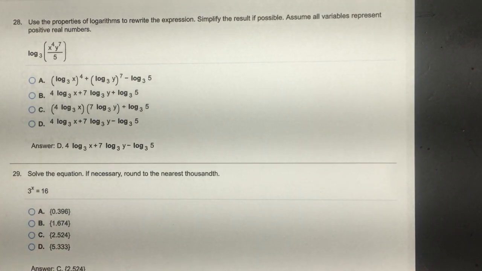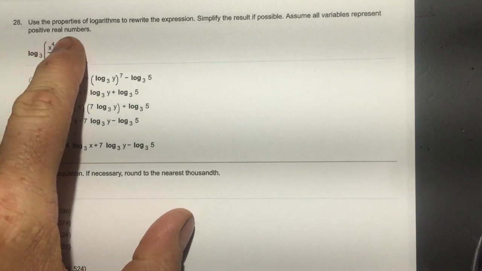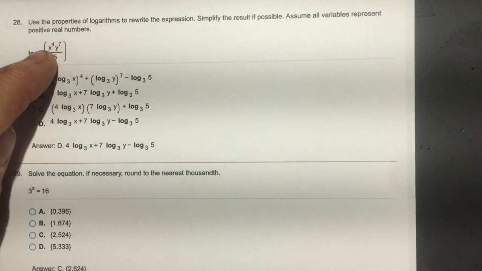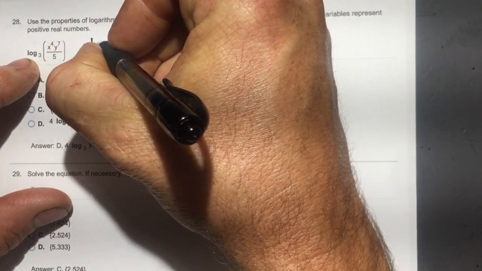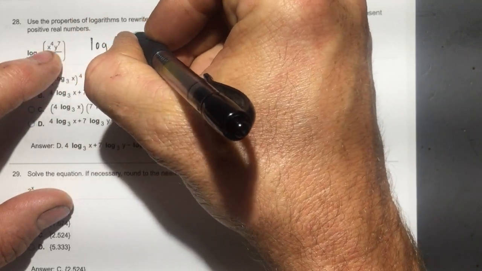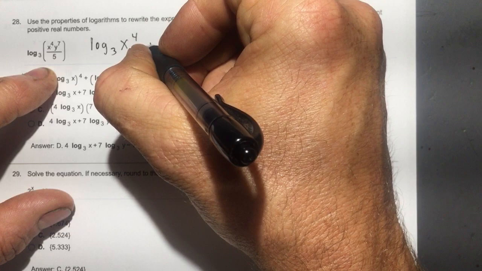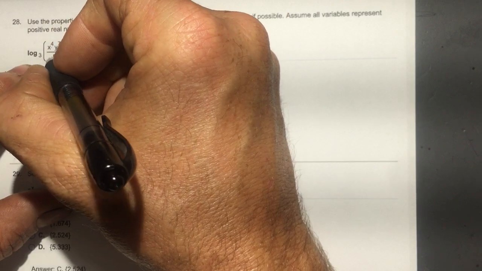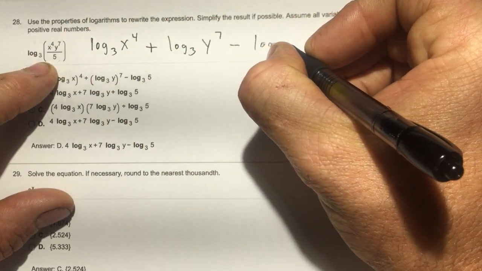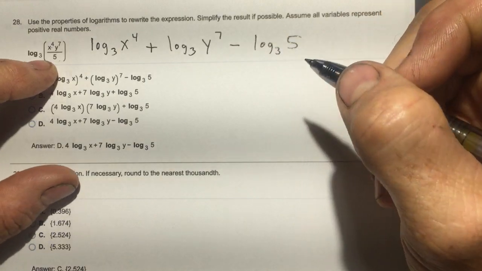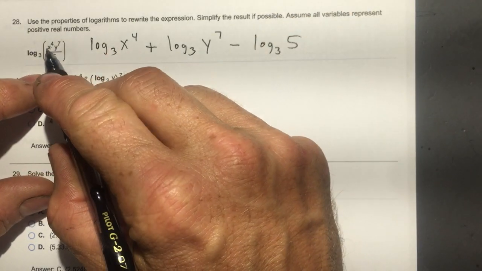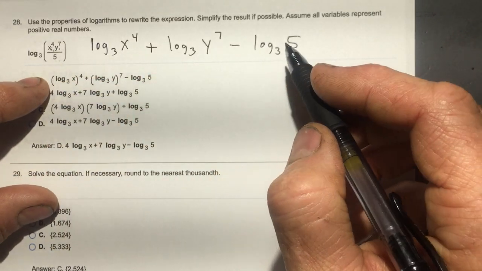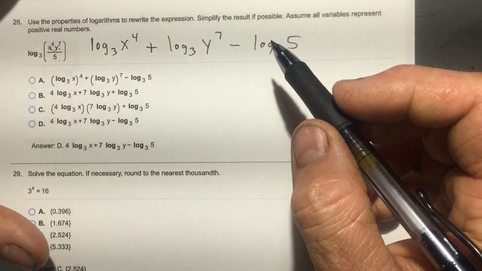All right. 28, we're going to expand this logarithm out. We got log base 3 of all this stuff in here. So if I expand that out, it's going to be log base 3 of the x to the 4. I'm multiplying those, which means I'll plus log base 3 of y to the 7. But I'm dividing by this, so that means I'll minus log base 3 of 5. Okay, so that's the first thing I do. These up here will be pluses because they're on top, and this will be a minus because it's on the bottom.